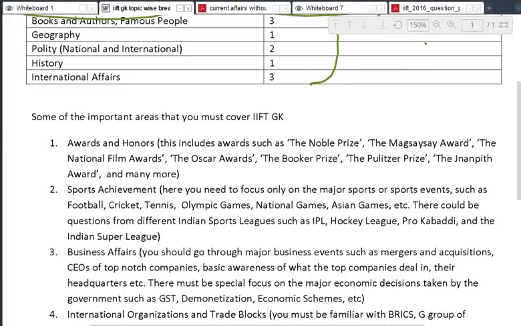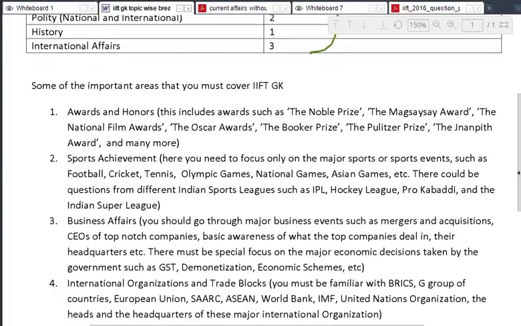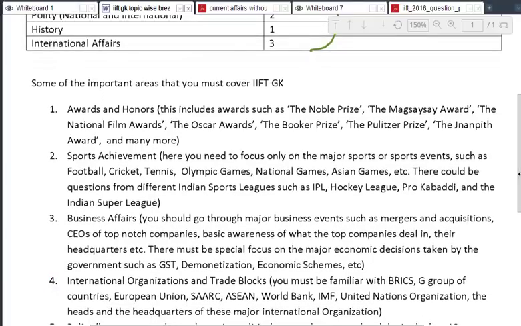People, you must follow this, because I have analyzed the past year papers of around 4 to 5 years, right from 2013, 2012. Don't worry about books and authors. If you know, for example, this year, which book did Raghuram Rajan come up with? What is the book? I Do What I Do, right?